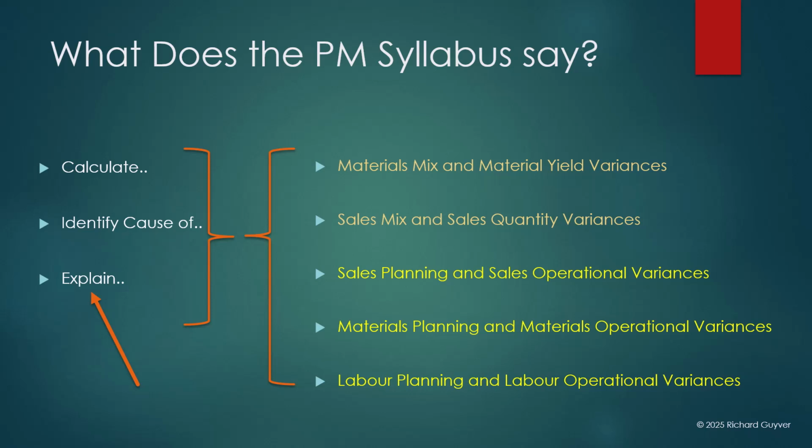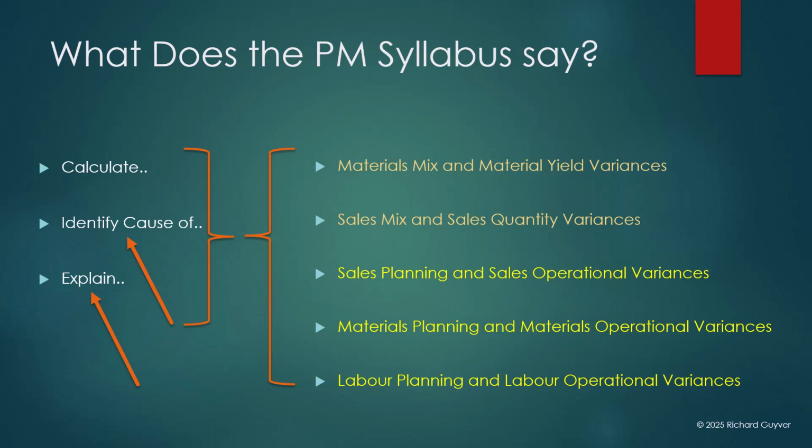If you can explain a materials mix and yield variance, you should be able to explain a sales mix and quantity variance, because they're more or less identical in approach, with that one twist that we'll get onto. Likewise, if you can explain a sales planning and a sales operational variance, you should be able to explain a materials planning and a materials operational variance, because once again, they're more or less exactly the same. So our 30 combinations is actually much smaller in reality.